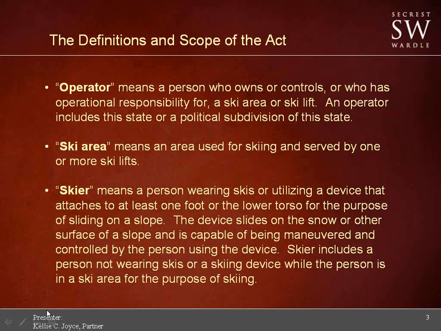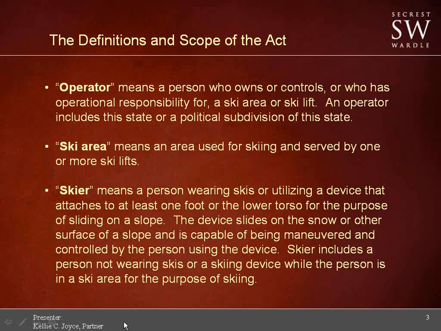The next definition is skier. A skier is a person wearing skis or utilizing a device that attaches to a person's foot for the purposes of sliding down a slope. This would include skis, this includes snowboards, this includes anything that straps onto your feet so that someone can slide down a slope. A skier would not include anyone who is not using something strapped to their feet, unless they are a person not wearing skis or a skiing device while in a ski area for the purpose of skiing. So if a person is there for the purpose of skiing, even if they're not wearing skis or a snowboard, for instance, then they would also be considered a skier under the Act. So as you can see, the definitions section is interpreted broadly and includes a number of different definitions.